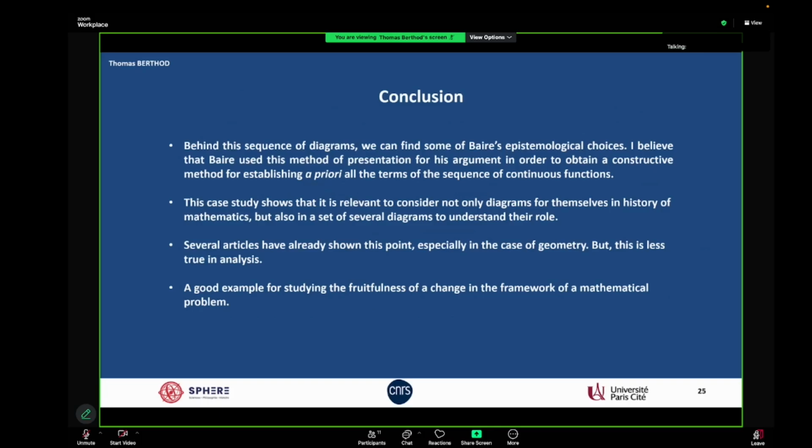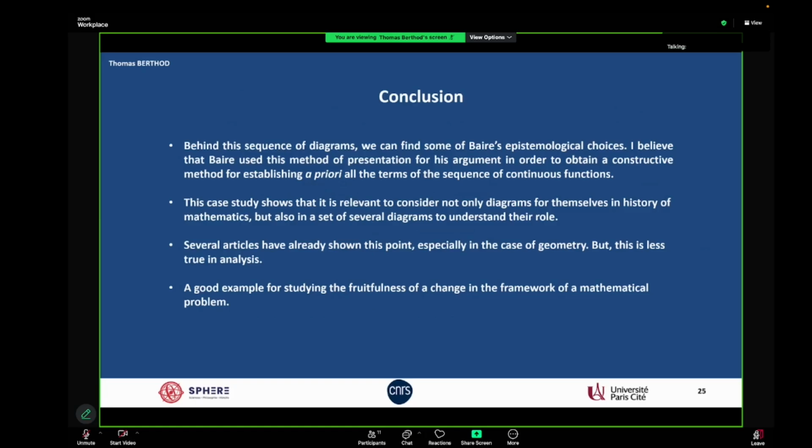Another point is that this case study shows that it is relevant to consider not only diagrams by themselves, solely, in history of mathematics, but also in a set of several diagrams, in this sequence for example, to understand their role. Several articles have already shown this point, especially in the case of geometry. I have in mind some works on Euclidean diagrams, for example, but this is less true in analysis.